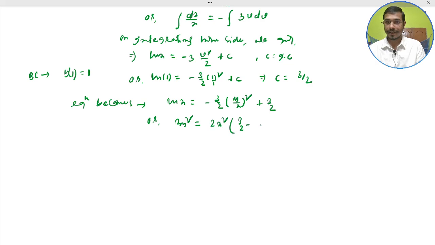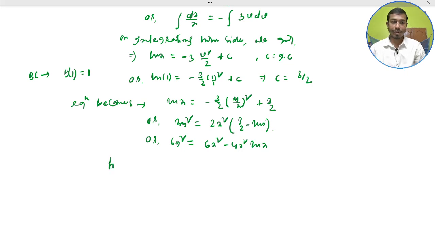3y square would become equal to 2x square times (3 by 2 minus ln x), that would become 6y square is equal to 6x square minus 4x square ln x. So you have to find the value for x equal to e. So for x equal to e, 6y square, you have to find this value. So put x equal to e: 6 e square minus 4 e square ln e.